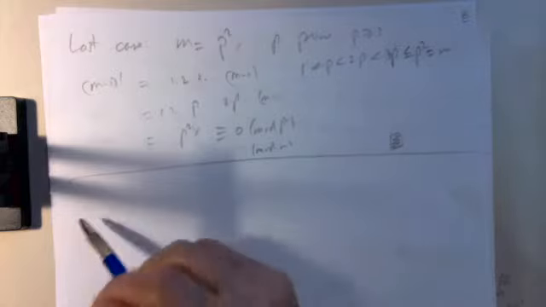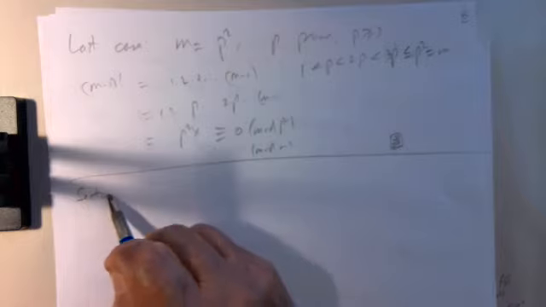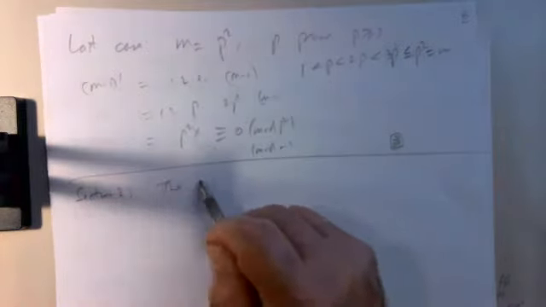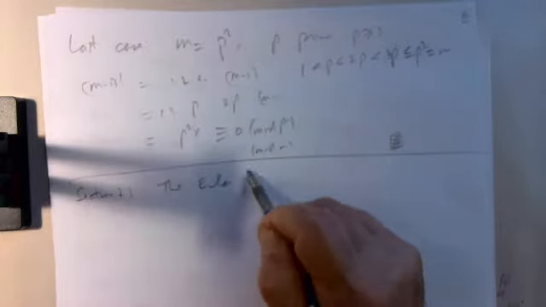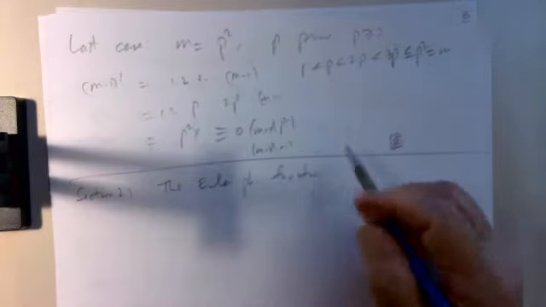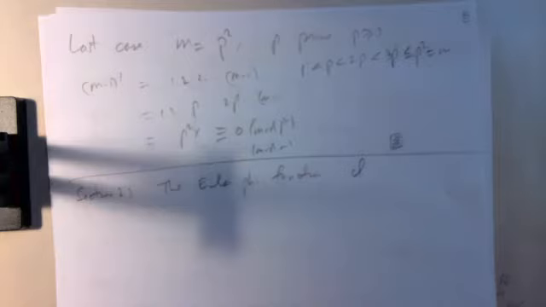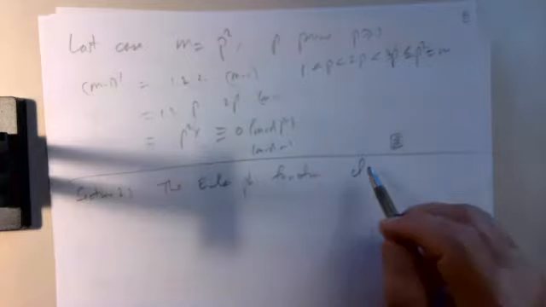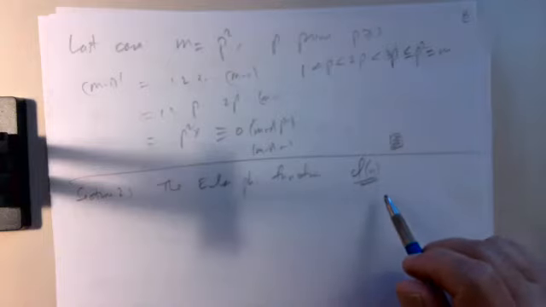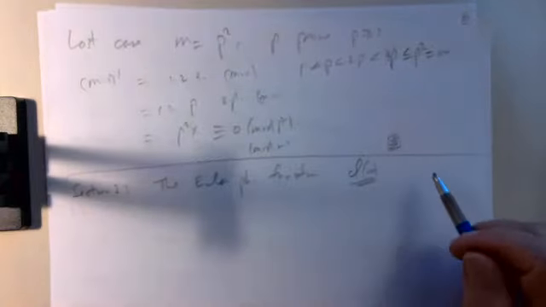Okay, so then we go to section 2.3, which is the Euler phi function. And the Greek letter phi looks like this. So this is a function phi of n. That's the notation. Or phi of m, I'll say, where m is a positive integer.